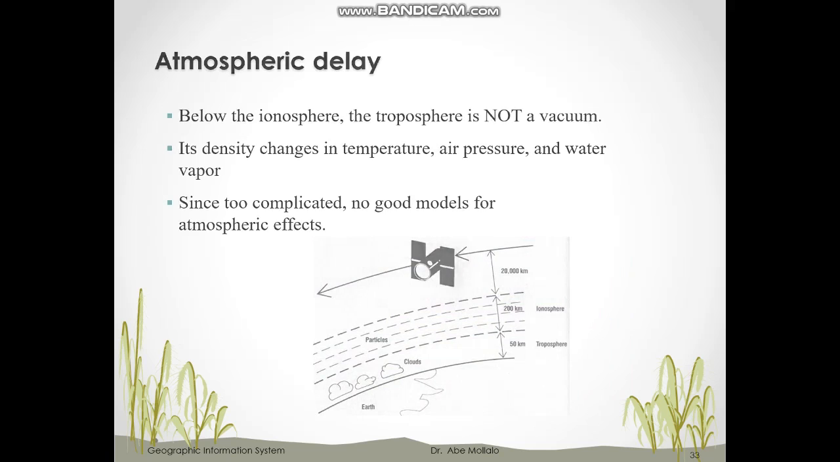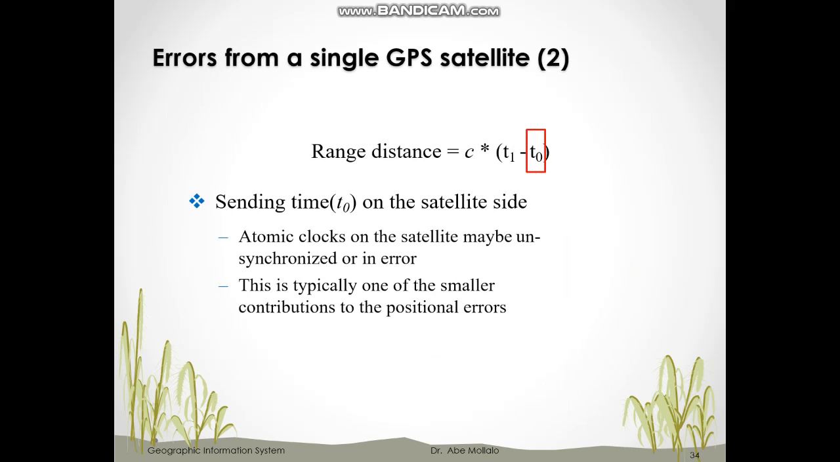So now let's go to the second item in this formula, which is T0, or the time of sent, the time the signal was sent from the satellite. Atomic clocks on the satellite may be unsynchronized compared to the Earth's time, or may malfunction. But typically this is the smallest error that may occur in GPS measurements.